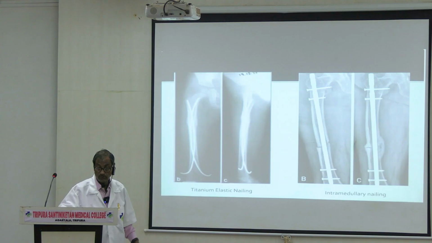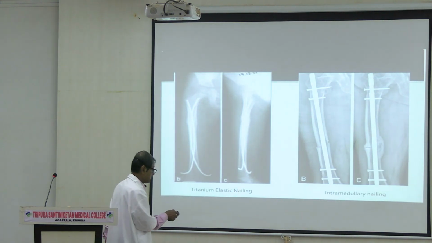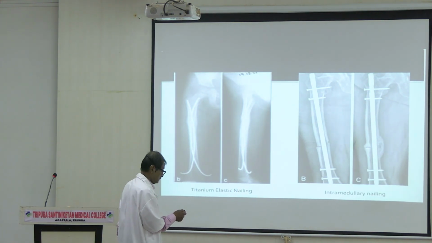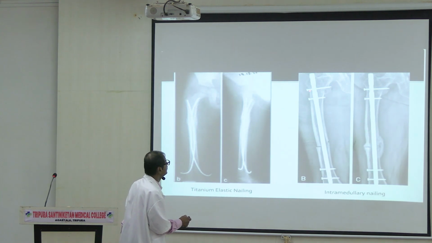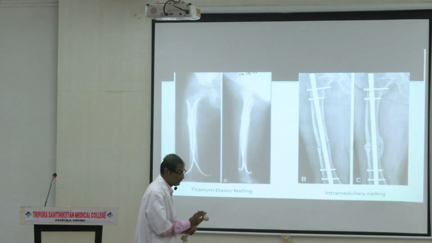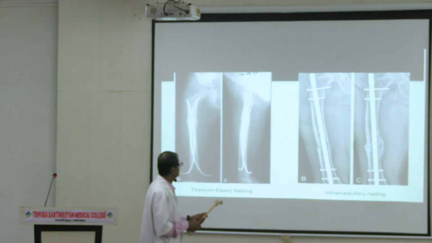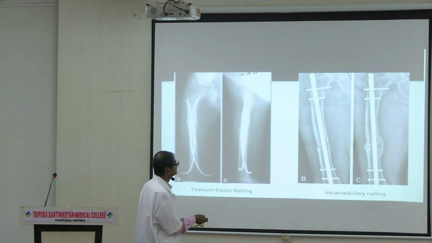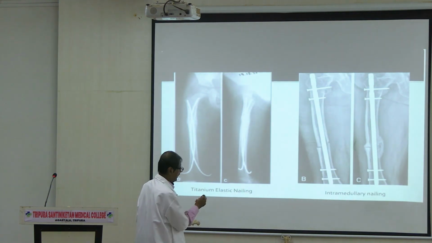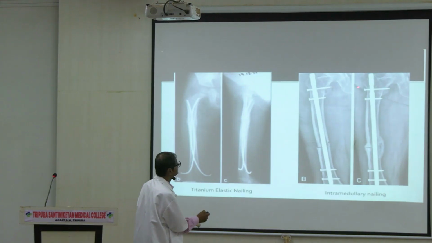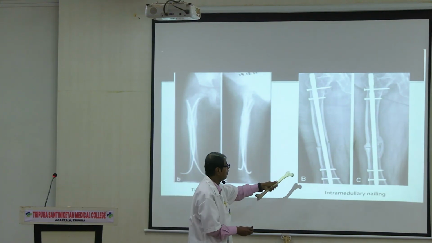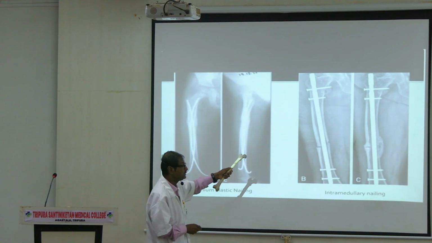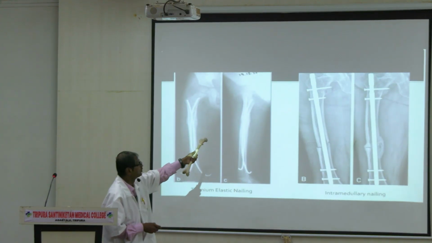So, this is called interlocking nail of the femur. This is the most modern operation. We will make a hole here in the trochanter area, put a guide wire, a small wire, then put the nail, and we will give a screw like this. These screws are given, otherwise the bone will rotate. To prevent the rotation, we give the screws.